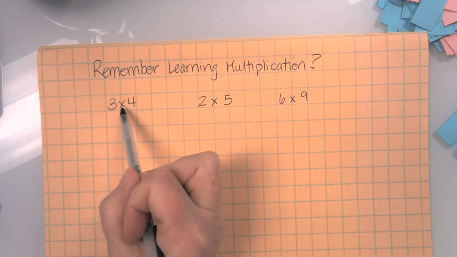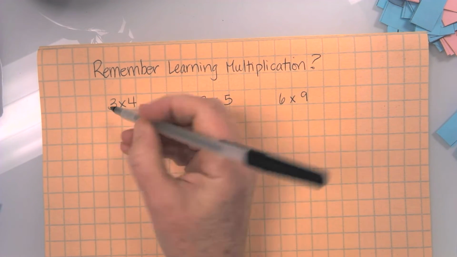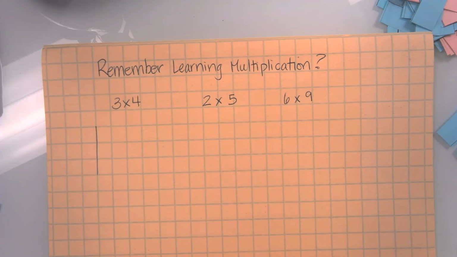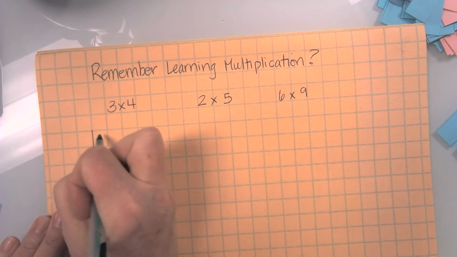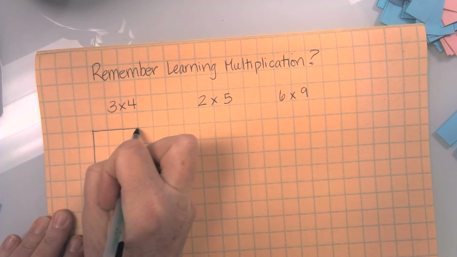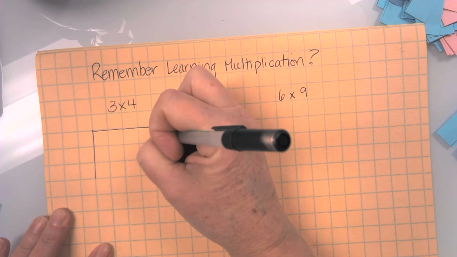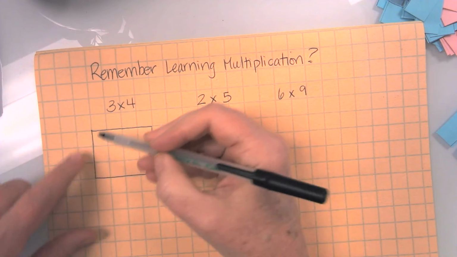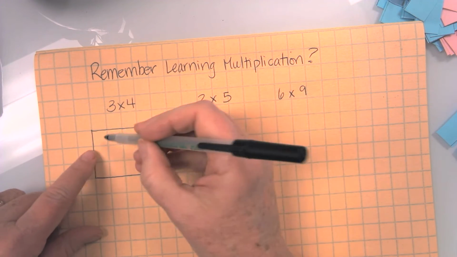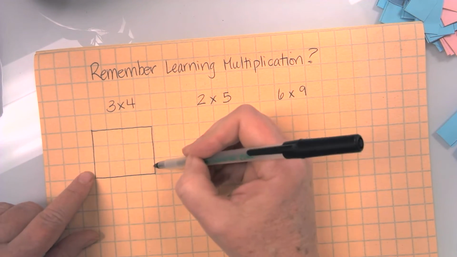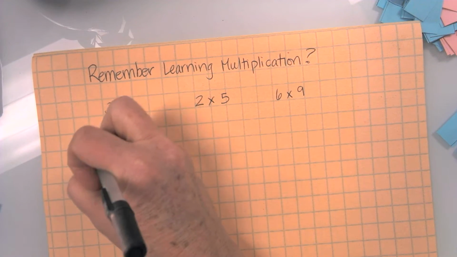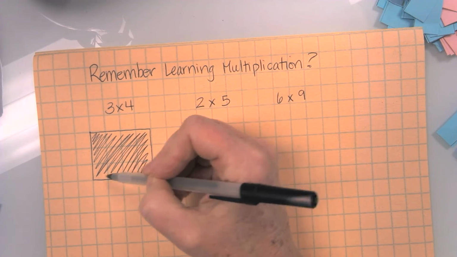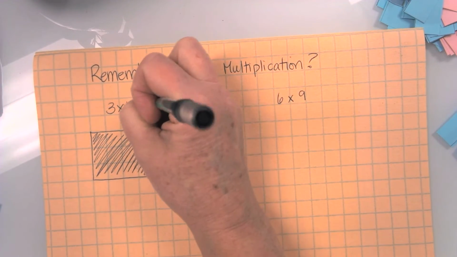Remember when I had 3 groups of 4, that meant I would draw a 3, 1, 2, 3, and then I have groups of 4. So I would go across 4, 1, 2, 3, 4. And then it became a box because multiplication is repeated addition. Look, I've got 1 group of 4, 2 groups of 4, 3 groups of 4. We actually call this the area. And we call it the area model because it shows us the area. And if I count all of my squares, I get 12.